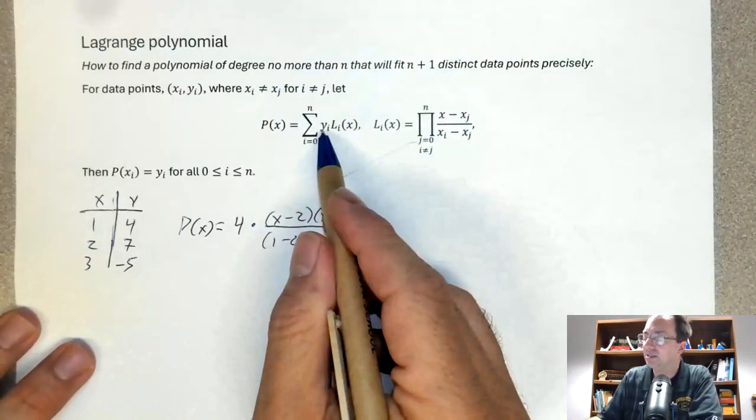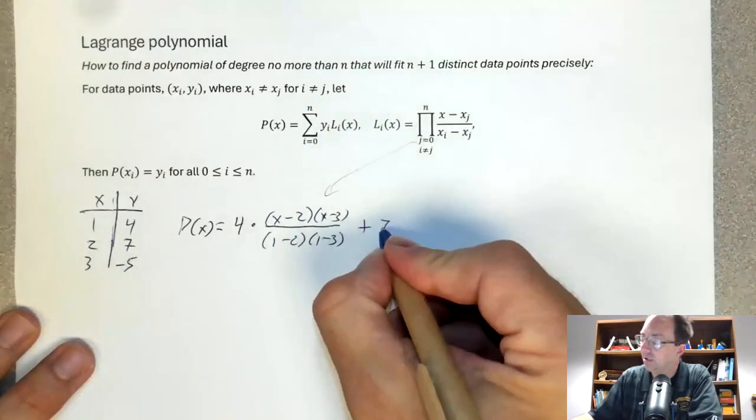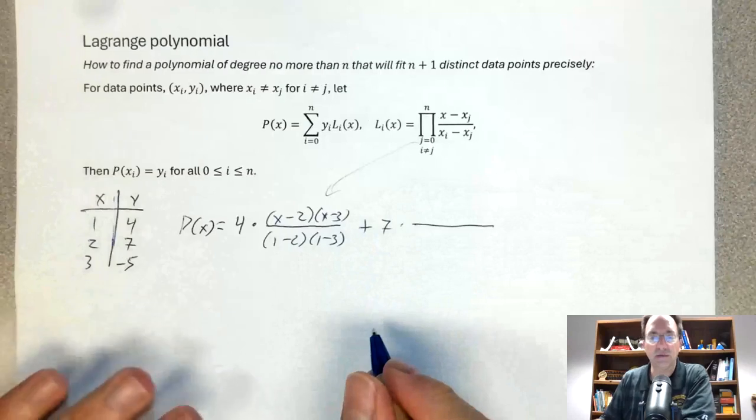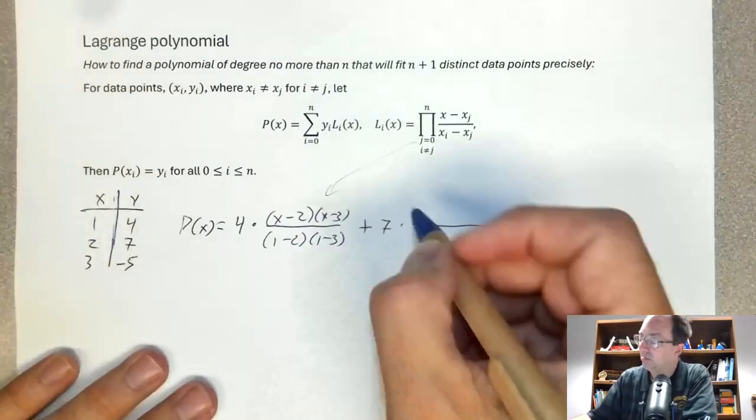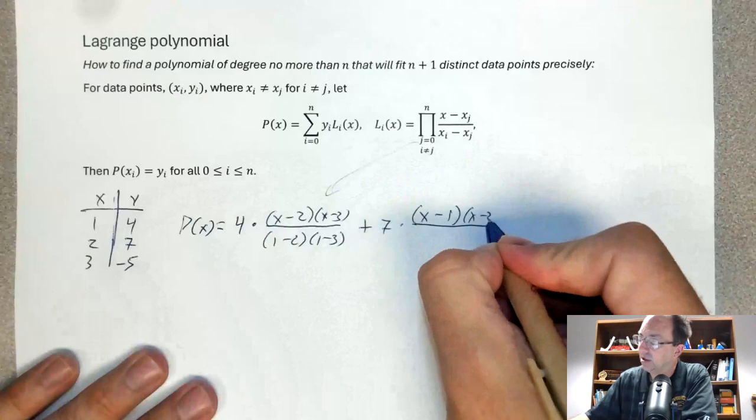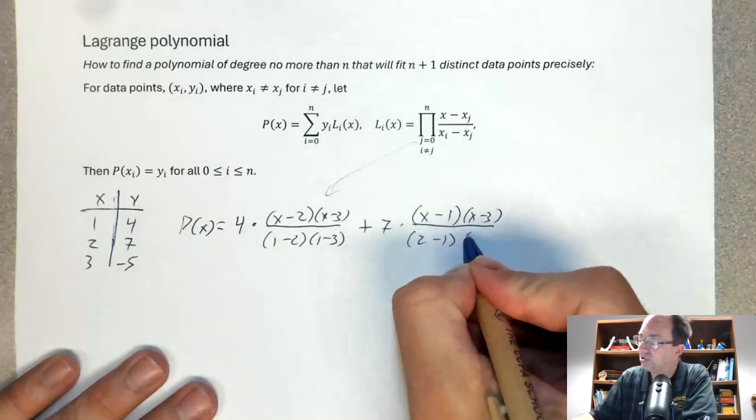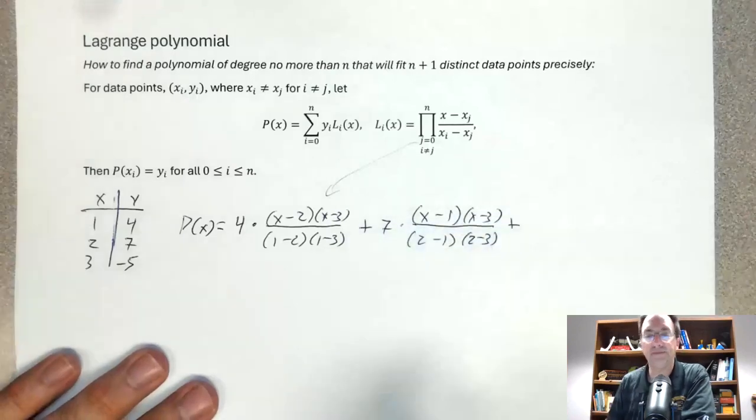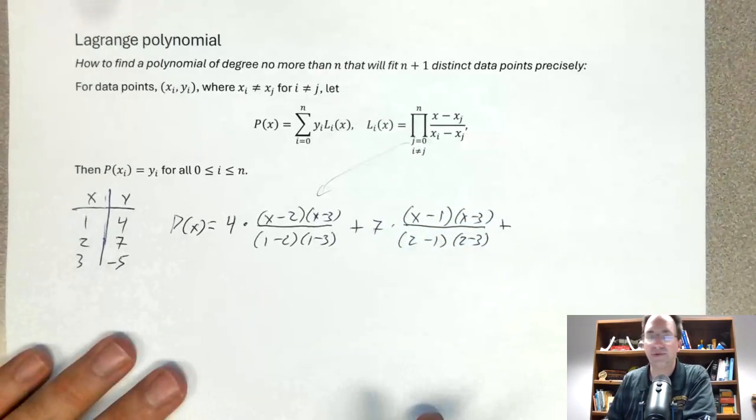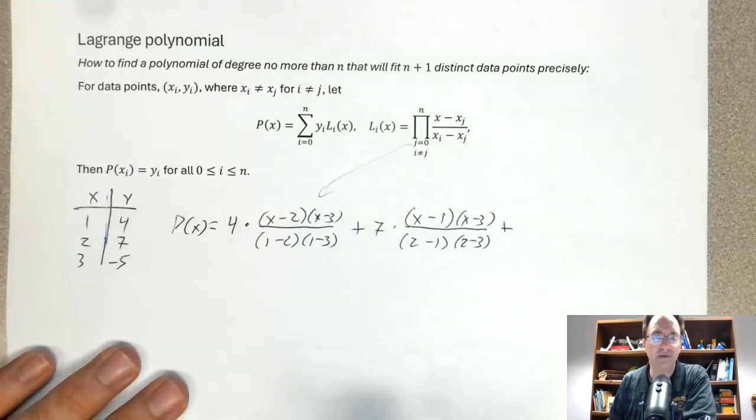Continuing on, y sub i for the second point would be 7. Once again, we have a product of x minus 1 and x minus 3. The x value we skipped was 2, so I'm going to do 2 minus 1 and 2 minus 3. And notice there's one more term left. I encourage you to write it down yourself first.